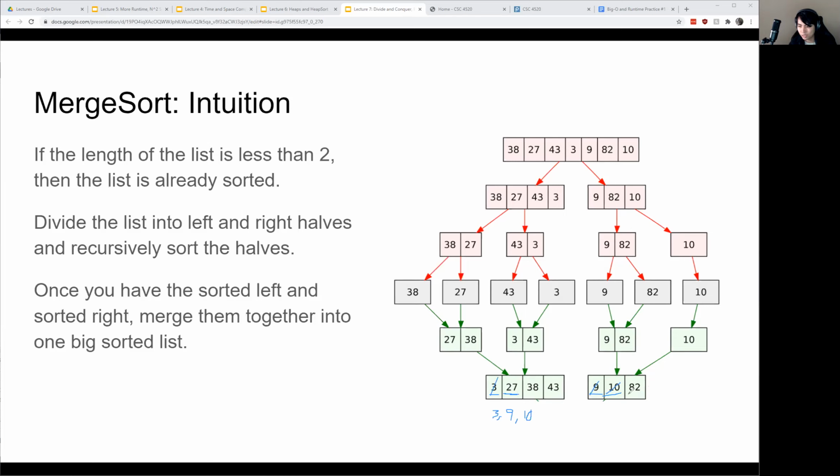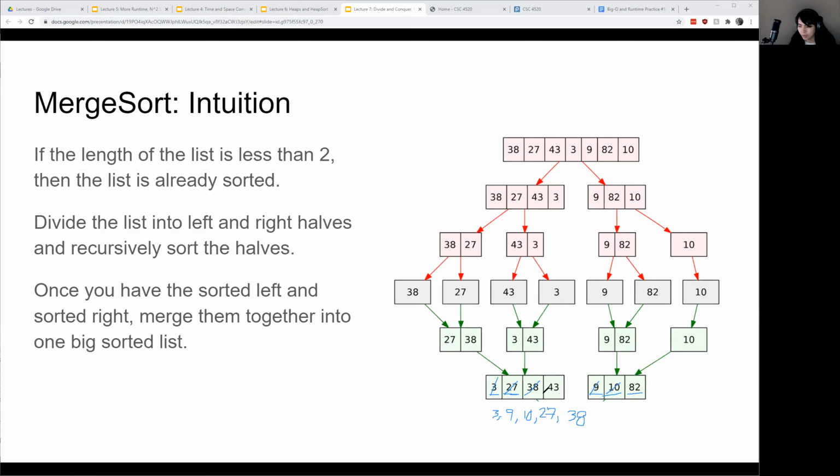And then we compare 82 against 27. Obviously, 27 is going to be better than 82 in terms of it being the smaller of the two elements, which means we move on to 38 compared to 82. 38 is going to win out, so I'll just bring this down. Sorry for my crappy handwriting. I'm using a mouse. 38 beats out 82, so 38 is used.